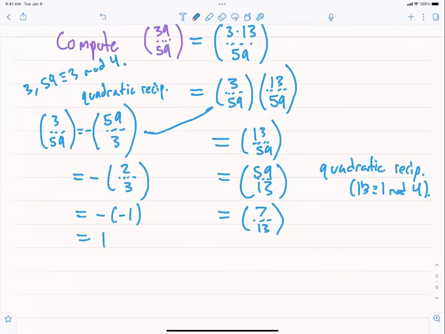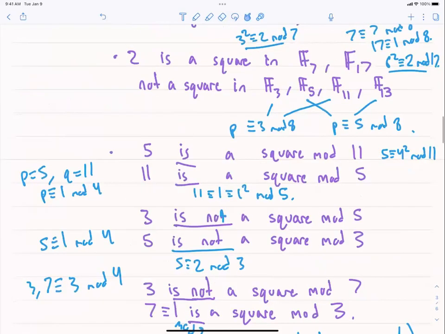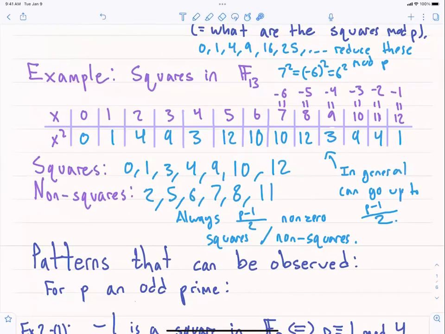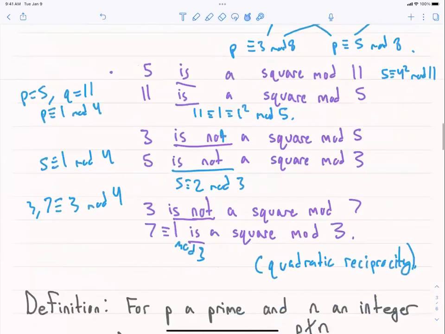At this point, I have two options. I could just compute all the squares mod 13, which conveniently I've already done. So let me look at my table, and I see 7 is not a square mod 13, it's a non-square. So I get -1.